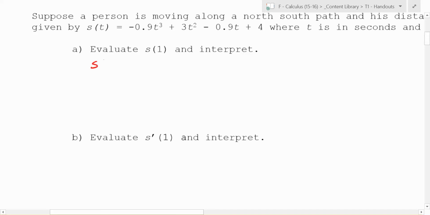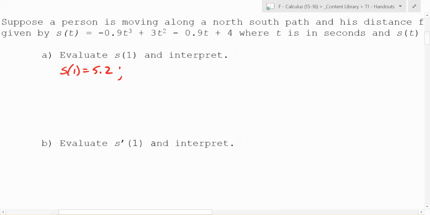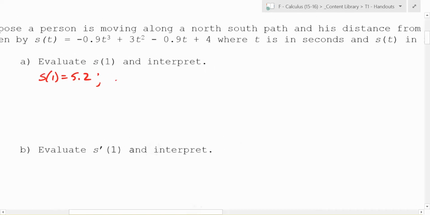So S of 1 you got was 5.2. Can someone tell me exactly what that means for the interpret section? This is important. What's the interpret part? Henry, what do you got? At 1 second, the person is 5.2 feet from home. Excellent.